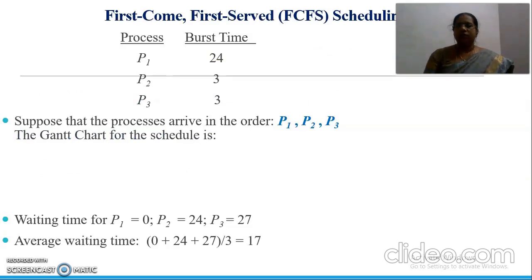The first is the first come first served scheduling algorithm. From the name itself, we come to know that there is a list of processes. The process which comes first will be served first. So let me take an example.